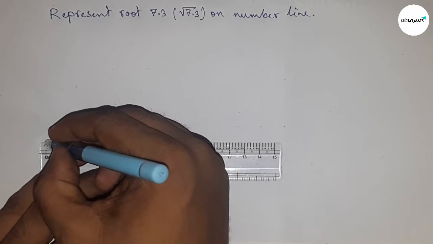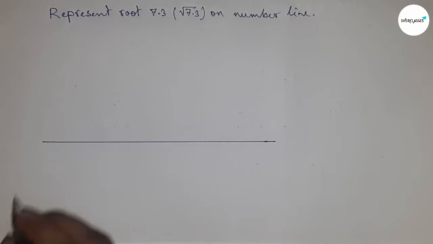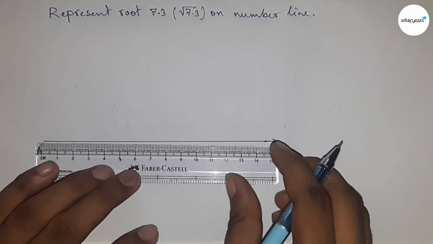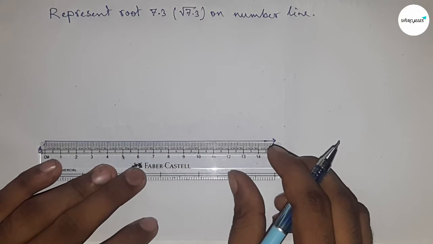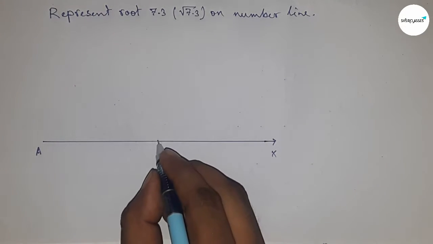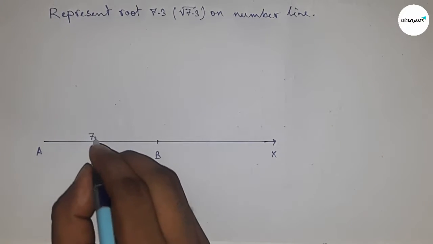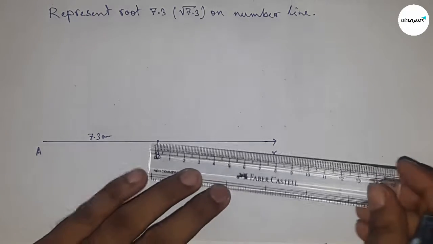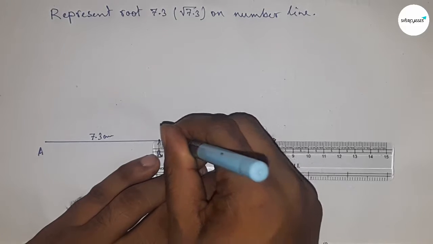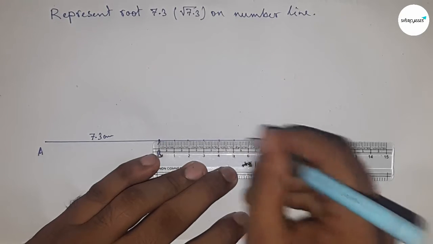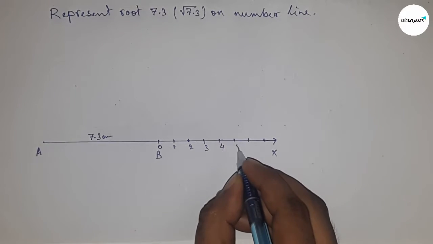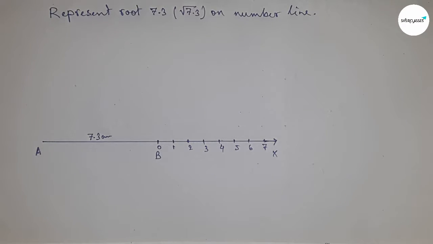So let's start. First of all, draw a line of any length, and this is line AX. Next, take a length of 7.3 centimeter. So this is 7.3 centimeter. Okay, so this is point B. So AB is 7.3 centimeter. Next, mark the numbers on the line from B to X using a scale, in this way. So this is 0, 1, 2, 3, 4, 5, 6, 7, and so on.